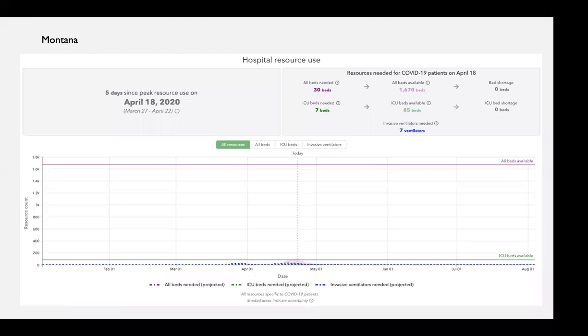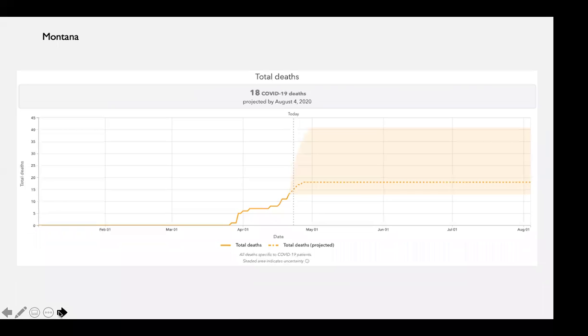There's no ICU bed shortage or ventilator shortage in Montana, again because the cases are so sporadic and spread out right now. So total deaths in Montana, 18 COVID deaths. And it's this stepwise plateau, which is what I think we'll see. I think we'll see some deaths and they'll level off, and then we'll get more, and then it'll level off again, barring any drastic changes in community transmission.